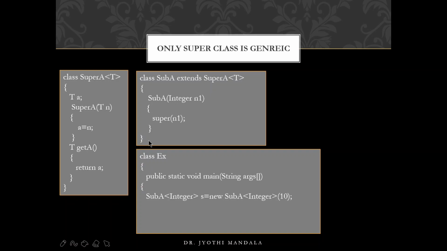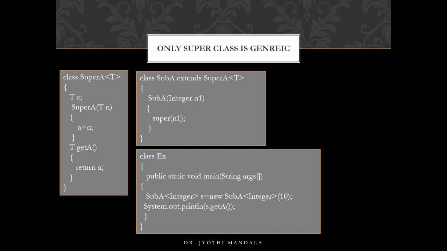Are you following why I am passing only integer? Because the subclass will accept only integer, and whatever value 10 we are passing here will be sent here, and n1 will now be 10. And super of 10 means we are calling the superclass constructor. Now this will be integer depending upon the value you are getting, and the n value will be 10. Now the a value will be assigned 10, like that.